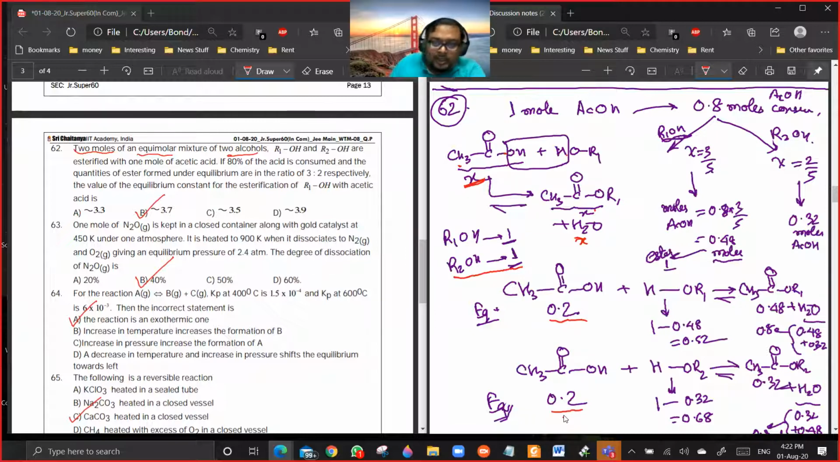Okay. Now you see, it is saying that some part of this 0.8 moles is reacting with R1OH and some part is reacting with R2OH. And the product ratio is 3:2. Means the fraction of this 0.8 moles which is reacting with R1OH will be 3/5, and the fraction which is reacting with R2OH will be 2/5. Then only you will get 3:2.